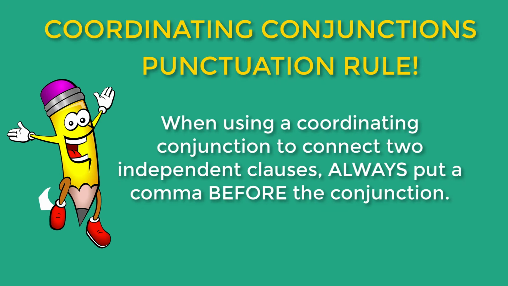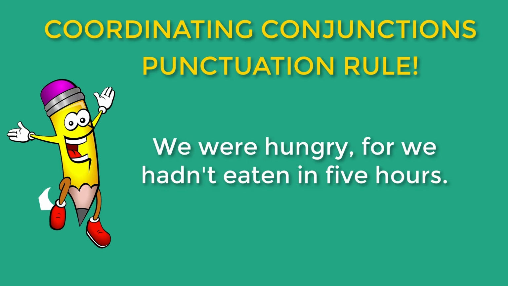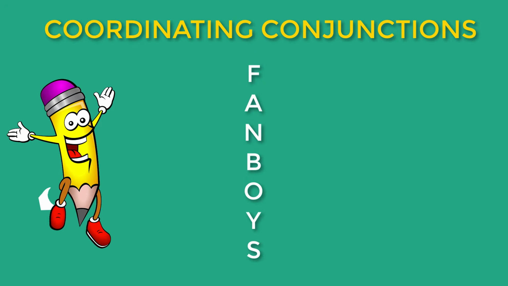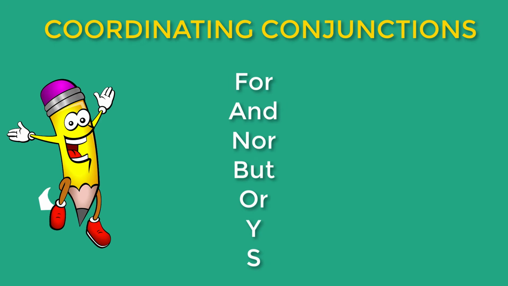It is important to observe the punctuation rule when using a coordinating conjunction to connect 2 complete independent or coordinate clauses. Always put a comma before the conjunction. Let's look at some examples. We were hungry, for we hadn't eaten in 5 hours. The comma precedes the conjunction for because both clauses are independent. Remember the acronym FANBOYS to help you identify the most common coordinating conjunctions: for, and, nor, but, or, yet, so.